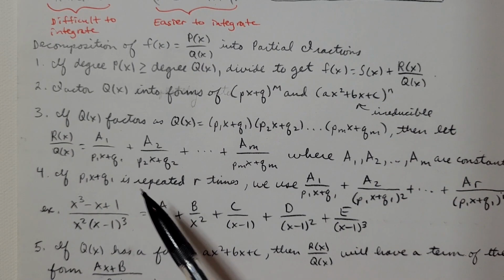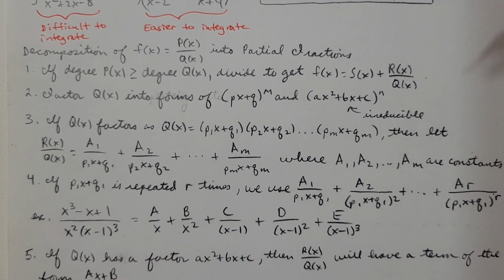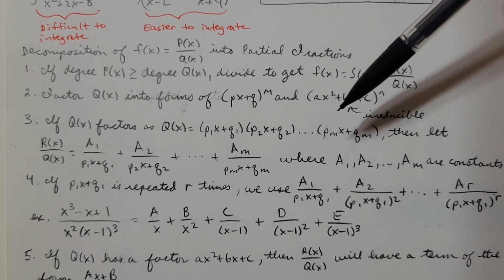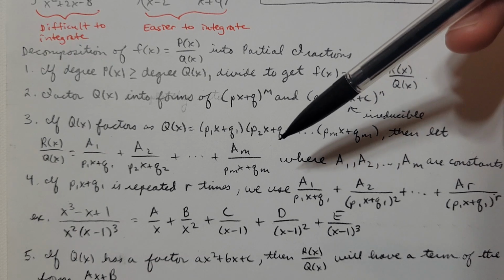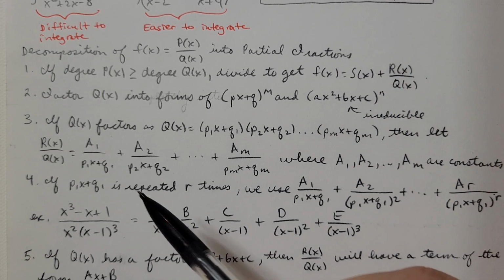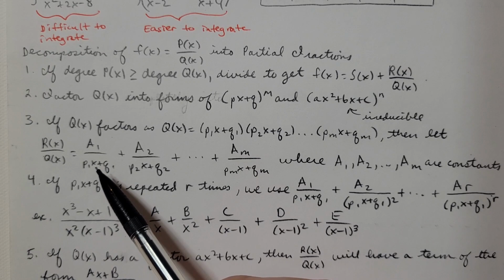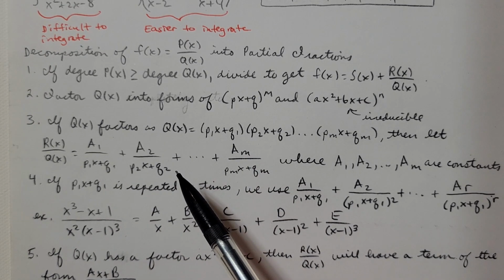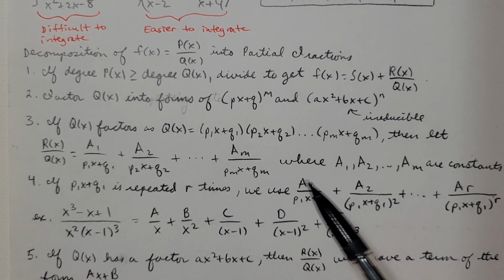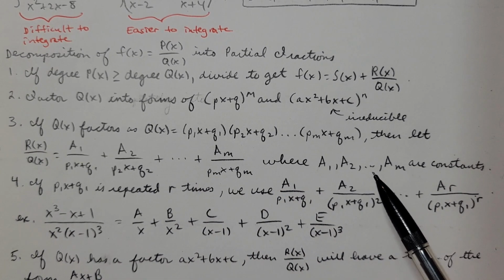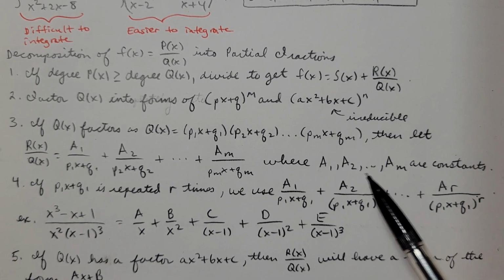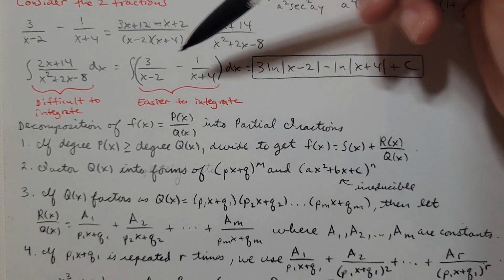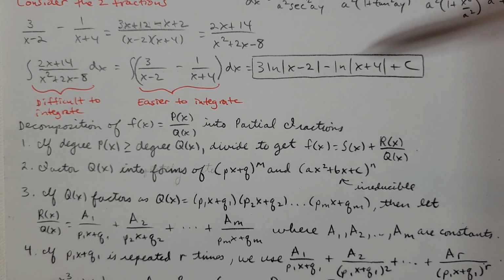Step 3, if q of x factors as a bunch of linear factors, then the partial fraction setup that you're going to want is a sub 1 divided by the first factor plus a sub 2 divided by the second factor plus a sub 3 divided by the third factor plus etc., up to a sub n. Those are just constants. So like here, 3 would be a sub 1, -1 is a sub 2.